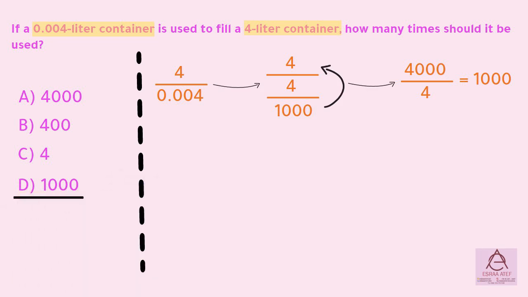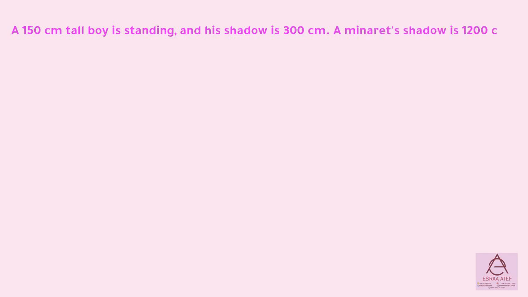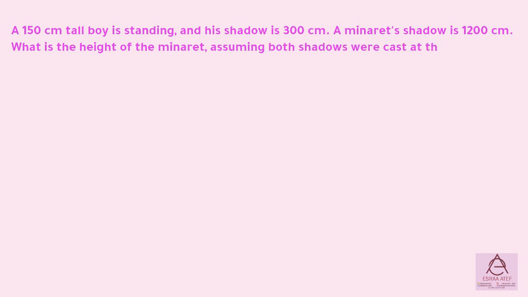The fifth question: a 150 centimeter tall boy is standing and his shadow is 300 centimeter. A minaret's shadow is 1200 centimeter. What is the height of the minaret? And assume that both shadows were at the same time and place.